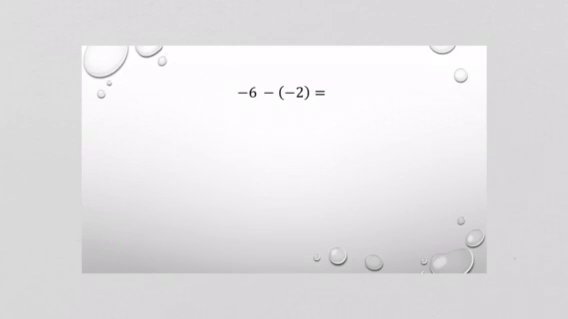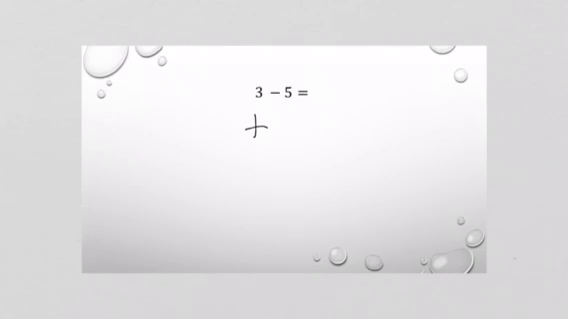Here we have negative 6 take away negative 2. So 6 negatives take away 2 negatives. So there's my 6 negatives. And I take away 2. I'm left with negative 4. Wow, this seems easy. Uh-oh, 3 minus 5.